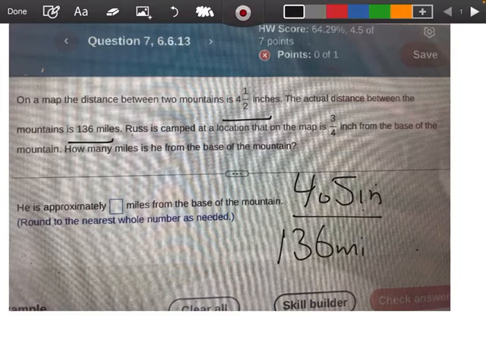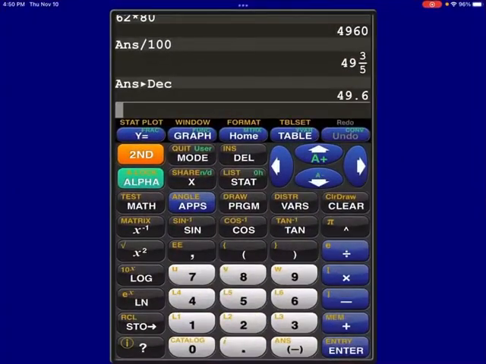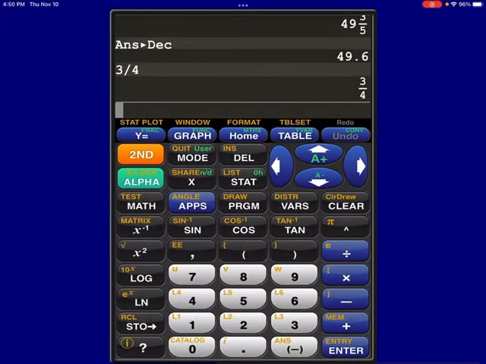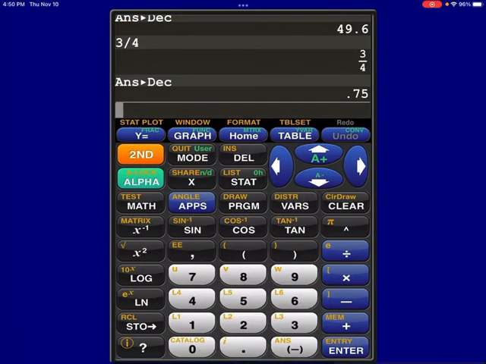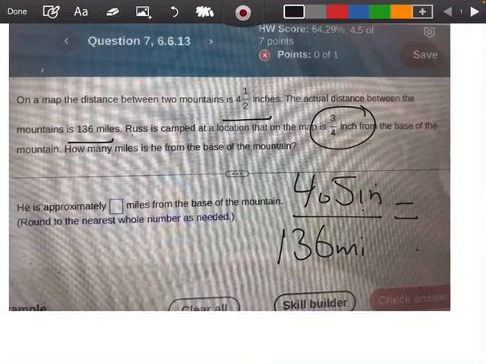Now it says Russ is camped at a location on the map that's 3/4 of an inch. So I'm going to take 3/4. I want to know what that is as a decimal. Okay, so let's make that into a decimal, 0.75. So 0.75, that's still inches. We want to know how many miles we're going to have. Okay, so again, inches on the top, miles on the bottom, miles on the bottom.